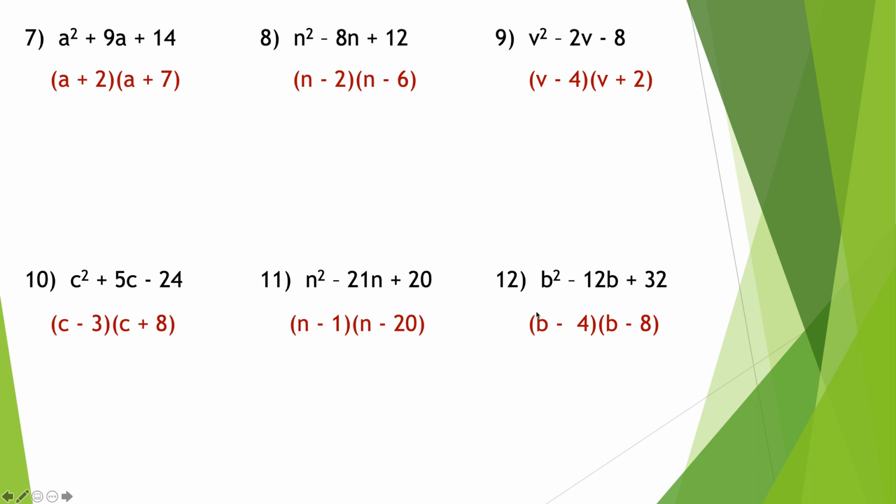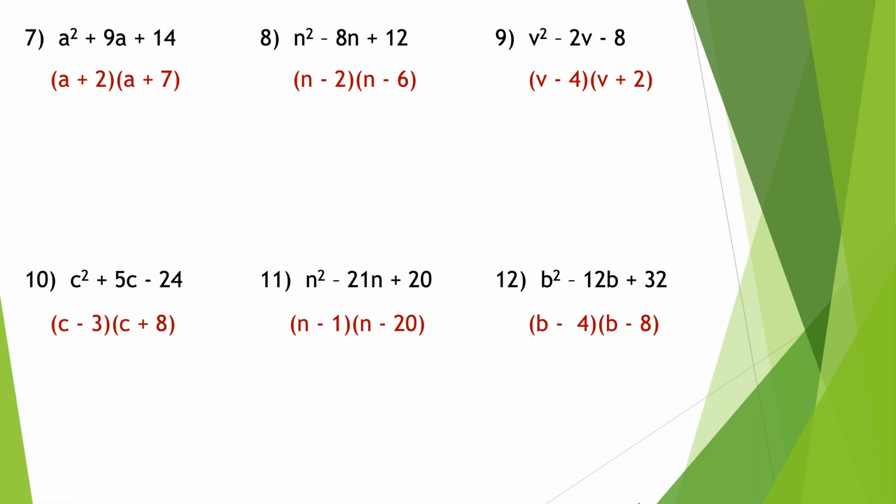So, distributing back, b times b is b squared, b times -8 is -8b. -4 times b is -4b. -8b's and -4b's add up to -12b's. And then -4 times -8 is +32. Okay? So I know I've got that right.